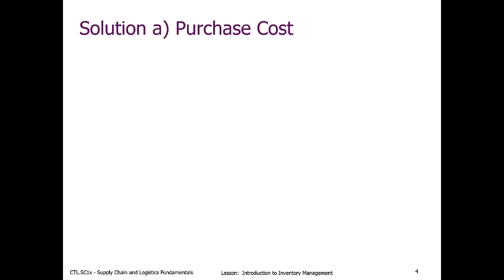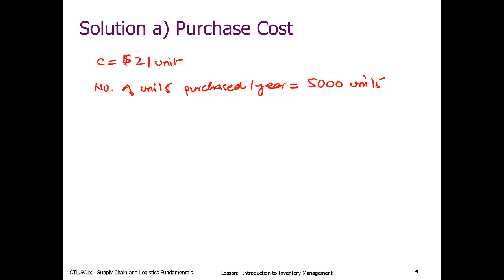What has been given to us is the purchase price per unit item, or C, is $2. So what are the number of units that we are buying in a year? So number of units purchased in a year, this number has been given to us in the problem as 5,000. Pretty straightforward. So 5,000 units, every unit costs $2. So total purchase cost then becomes 5,000 units times $2 per unit, which gives us $10,000. So this is our annual total purchase cost.